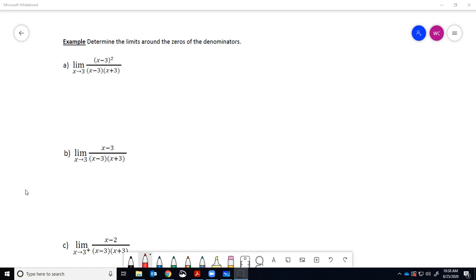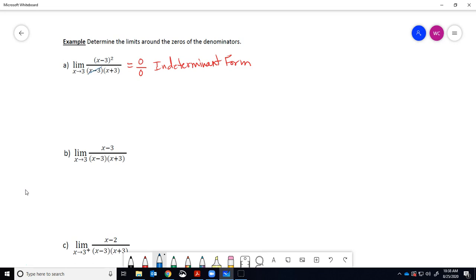So if I try to plug in 3, I end up with 3 minus 3, or 0. 0 times anything, well, that's 0. This is what we call an indeterminate form, meaning we can't determine the answer from this form. So we have to do some algebra. So the next step is some algebra. What algebra could we do to this problem? Notice on top and bottom, they both have x minus 3.